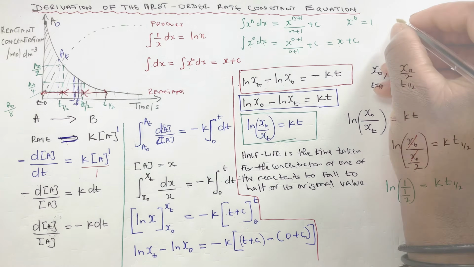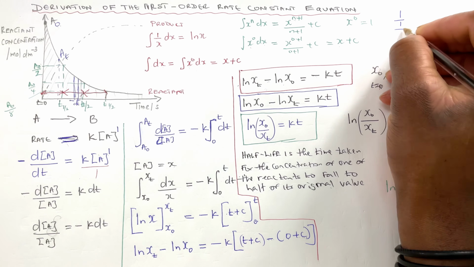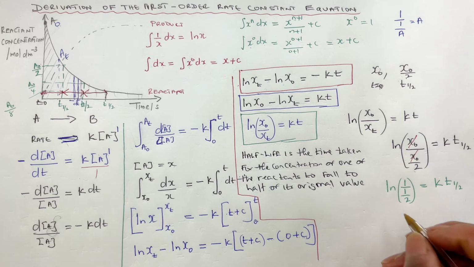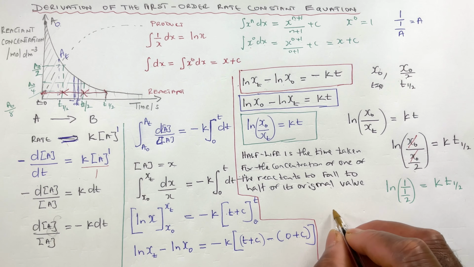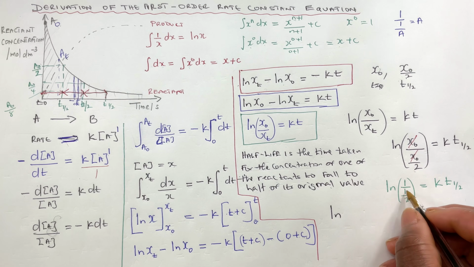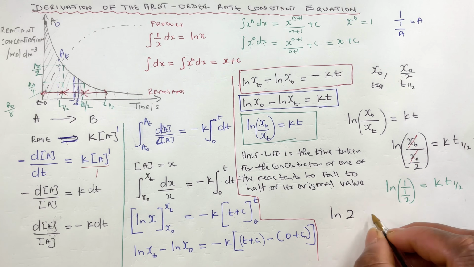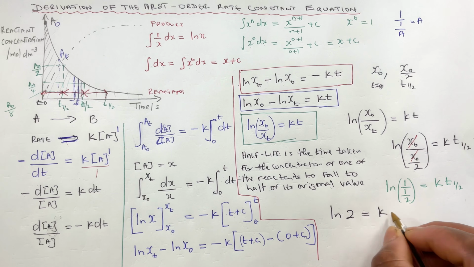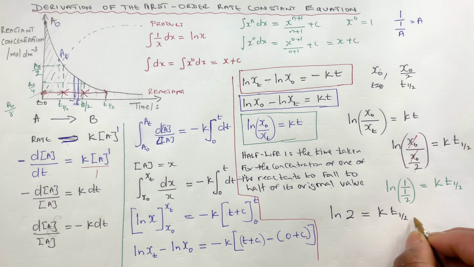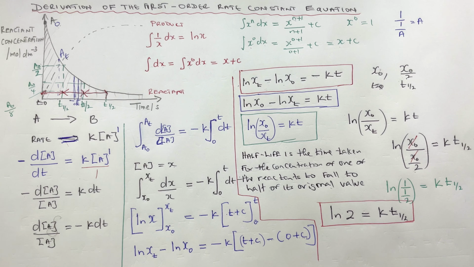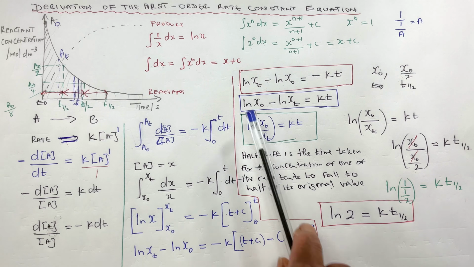So we know what that is. We know that 1 over 1 over a is basically a. So therefore, we can write that ln of 1 over 1 over 2, the reciprocal of a half, would be ln 2. And that equals k t half. And that's the equation for half-life. That means the equation we can use. You can see it does not depend on the concentration because the concentration is not there.